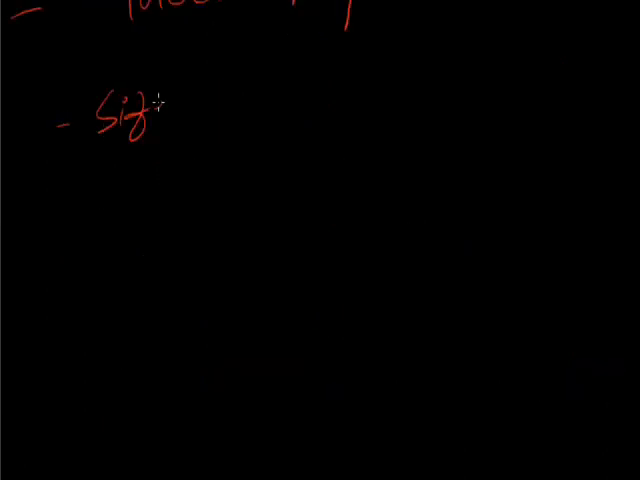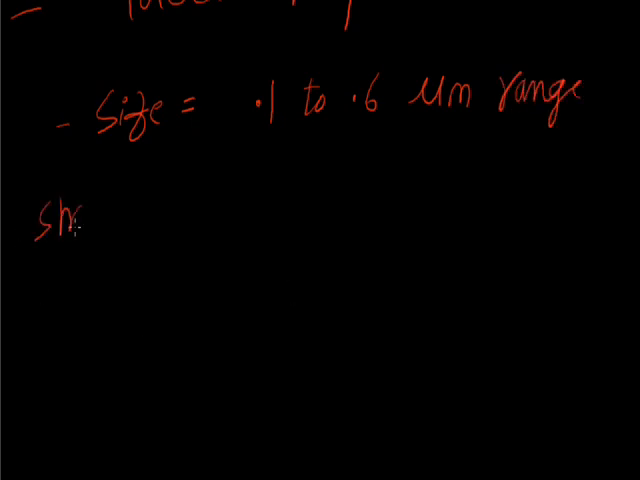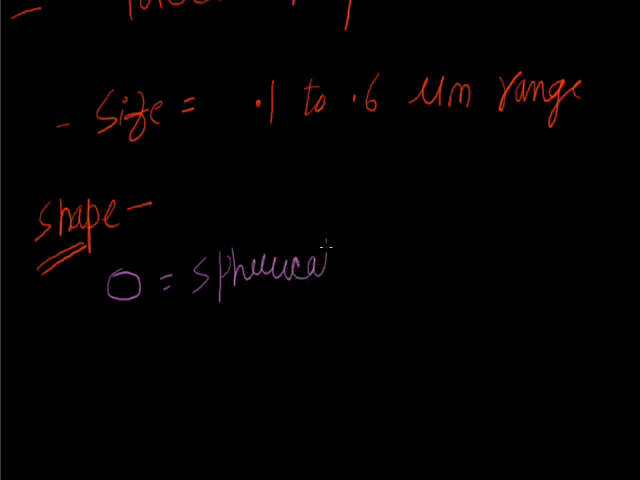Now come to the size. They may be of various sizes, in the 0.1 to 0.6 micrometer range. And now shape. On the basis of their shape, they may be of various types. When it is spherical, the bacteria will be called coccus. Coccus is singular, and cocci is plural.